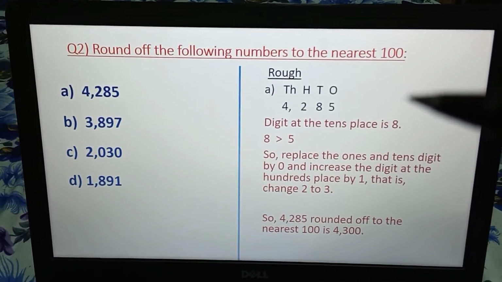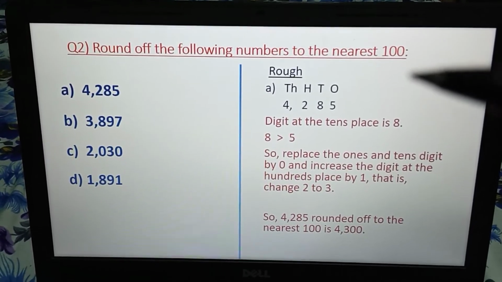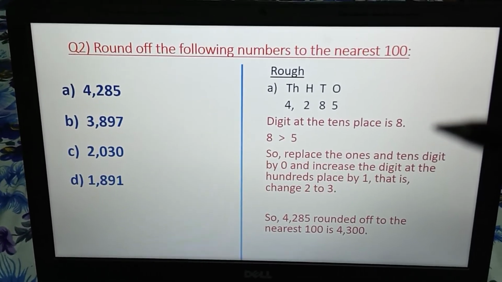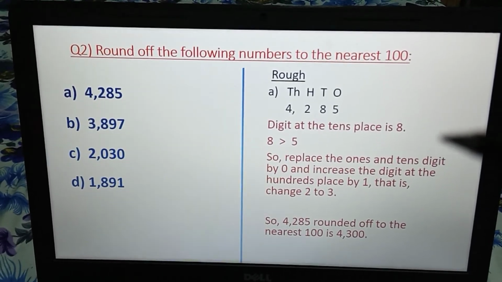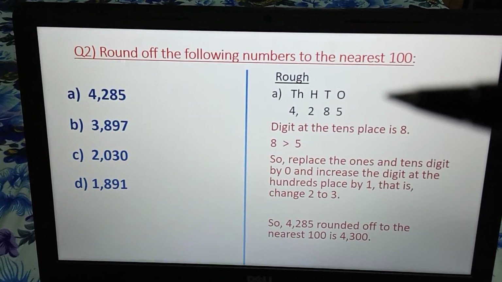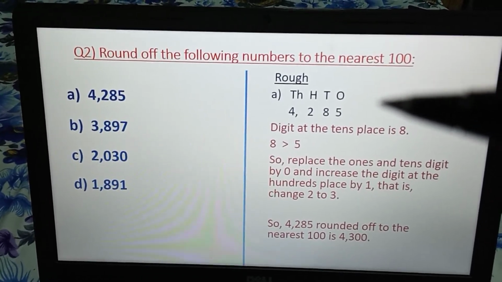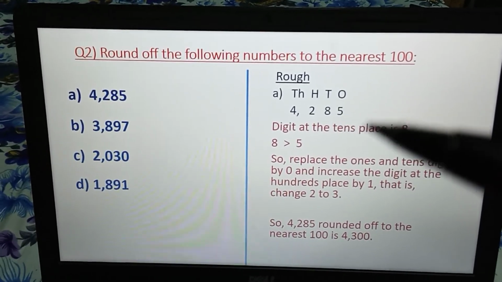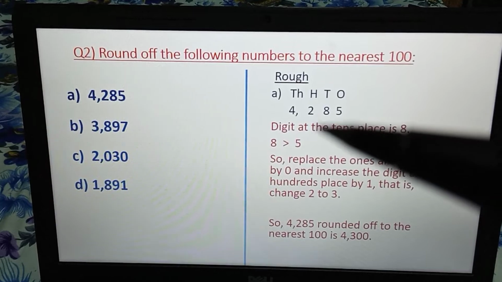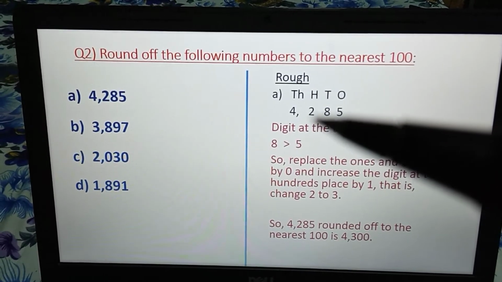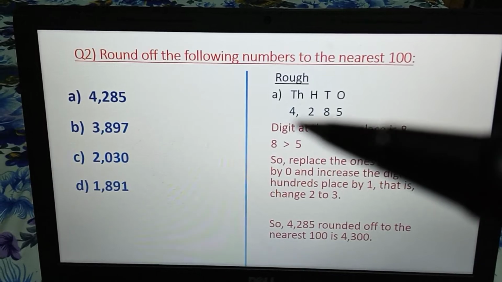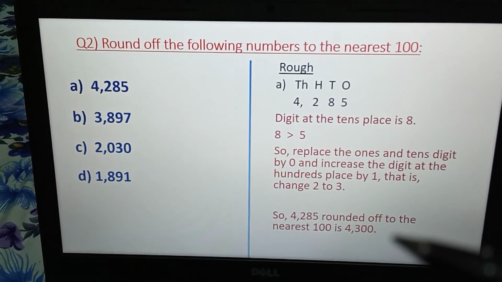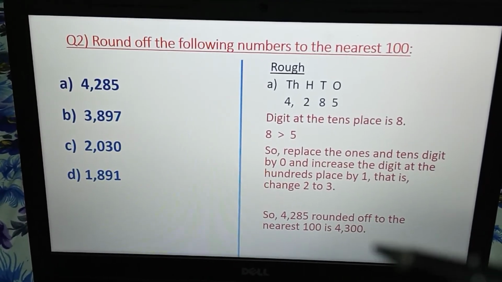4285. You have to check the digit at the tens place. So the tens place digit is 8, and 8 is greater than 5. So when it is more than 5 or 5, what do we do? We change the ones and tens digit to 0, and the digit at the hundreds place will be increased by 1. So 5 will become 0, 8 will become 0, and this 2 will be increased by 1. So 2 will become 3. Clear? So 4285 rounded off to the nearest 100 is 4300.